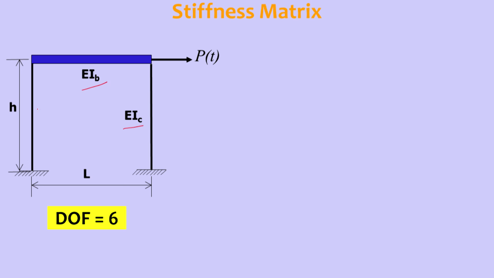So how are these degrees of freedom 6? 4 nodes are there, 1, 2, 3 and 4. Each node will have 3 degrees of freedom. So 4 into 3, 12, minus the sum of the reactions if we remove them. So that will become a 6 degrees of freedom system. Let us look at some special cases in this one. So EIB, the flexural rigidity of this beam, if it is infinity, what is going to happen?